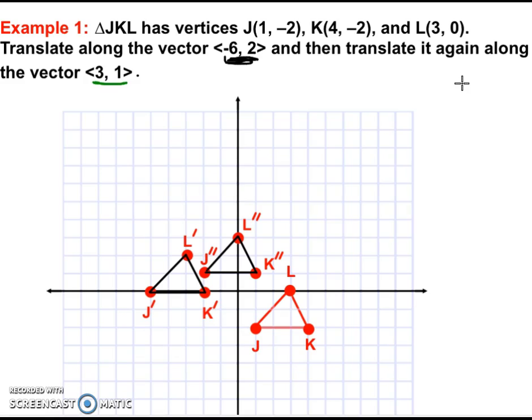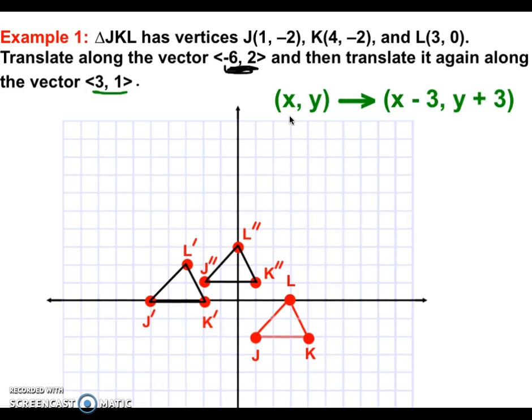And let me show you the notation where we can do this in one single move. It'll look something like this. And the notation's up here in the green. Our (x, y) got translated to, looks like the ordered pair (x minus 3, y plus 3). So how did we find that? I'm going to put my cursor on the L, and to get to the L double prime, we went 1, 2, 3 units to the left, and 1, 2, 3 units up.